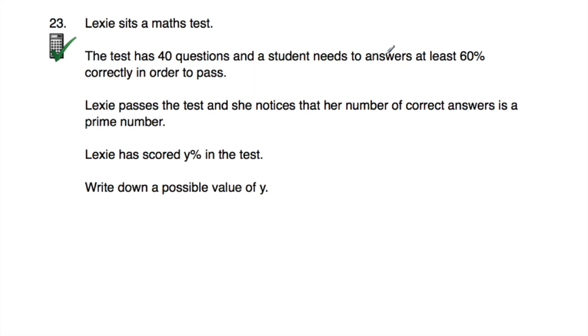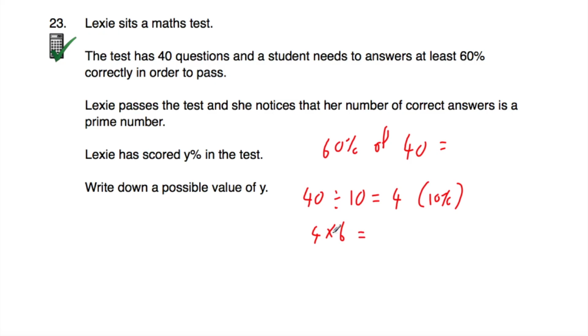Okay, so let's start off by finding out how many marks she had to get to pass the test. So it says that you need to score at least 60% correct. So let's work out what 60% of 40 is. To find 60% of 40, let's take 40 and divide it by 10 to find 10%. And 40 divided by 10 is 4. So that means that 10% is 4. Now we want 60%, so we're going to take the 4 and times it by 6. And 4 times 6 is 24. So that means that 60% is 24 marks. So that means that a student needs to score at least 24 marks in order to pass the test.